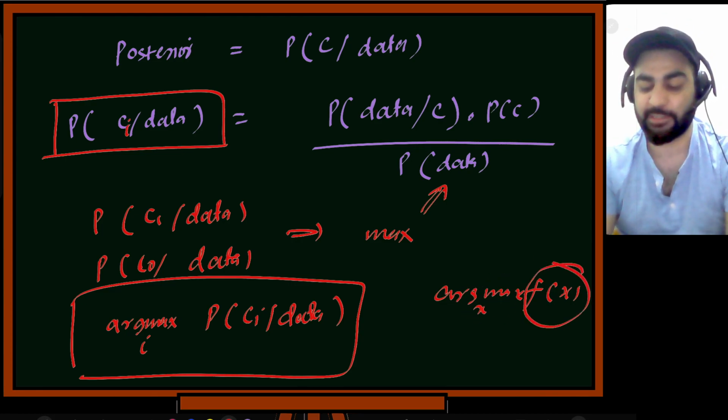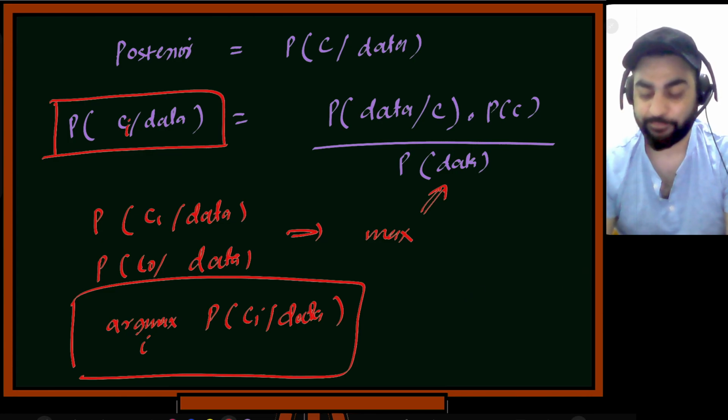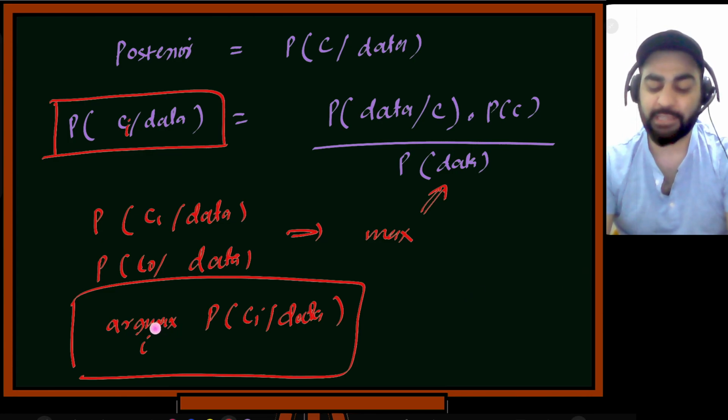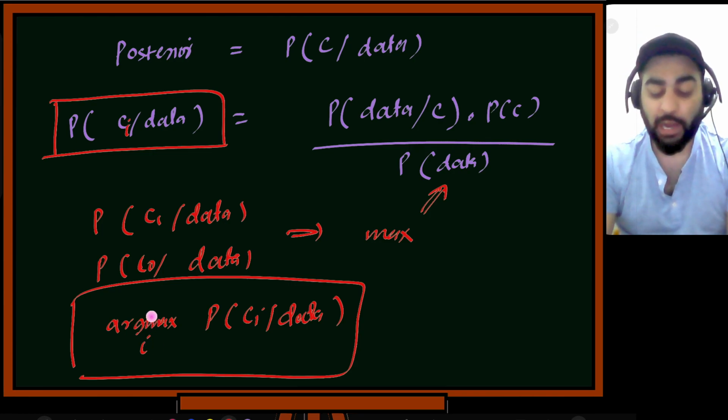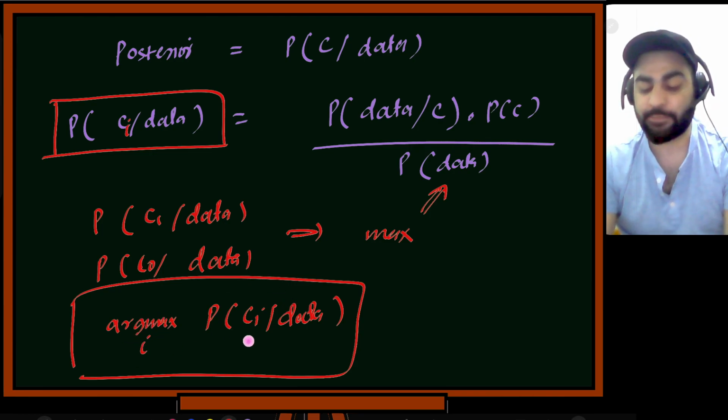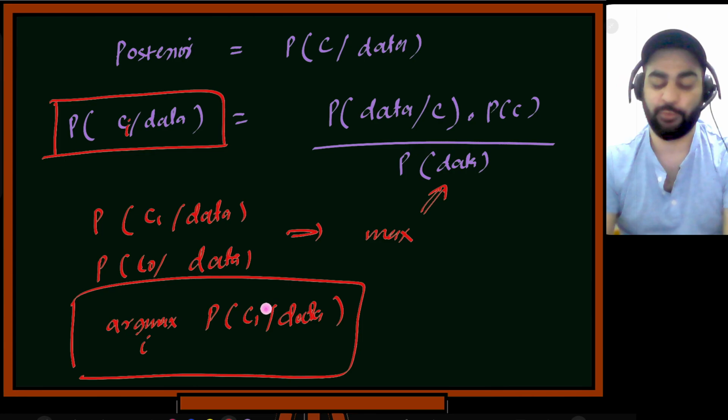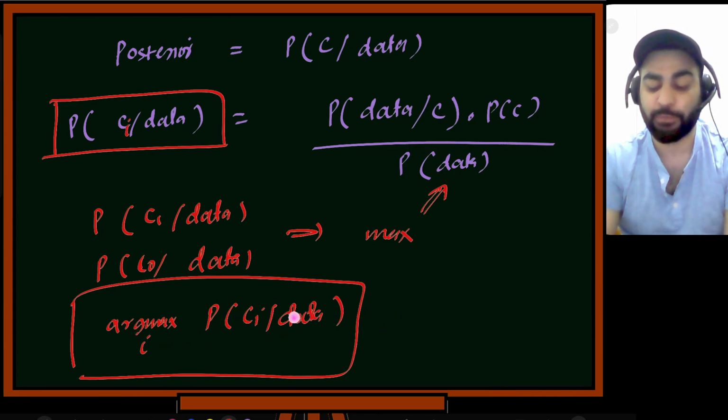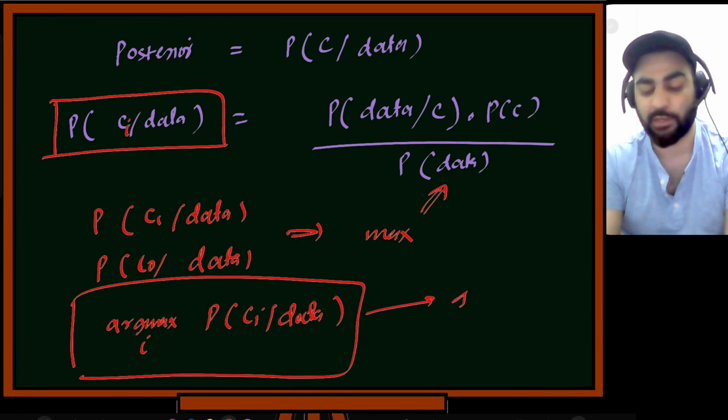Is it clear? The difference between maximum and argmax? Yes, sir. So here I'm saying argmax of i. That means on which class i does this probability get the maximum value. So I'll output that class. The output of this will not be a probability. The output of this will be either class 1 or class 0.